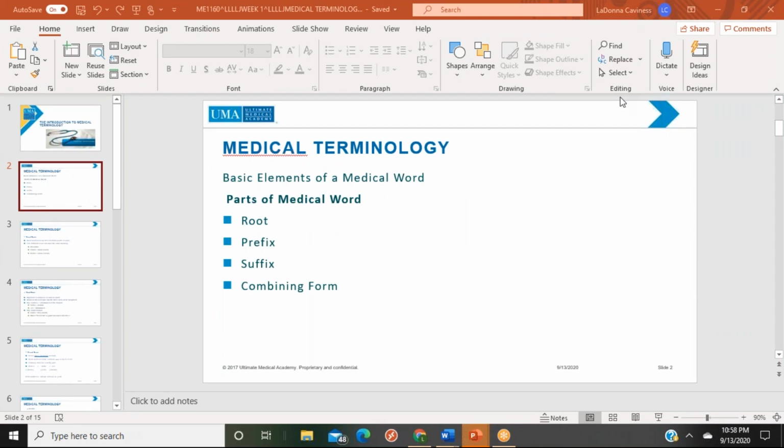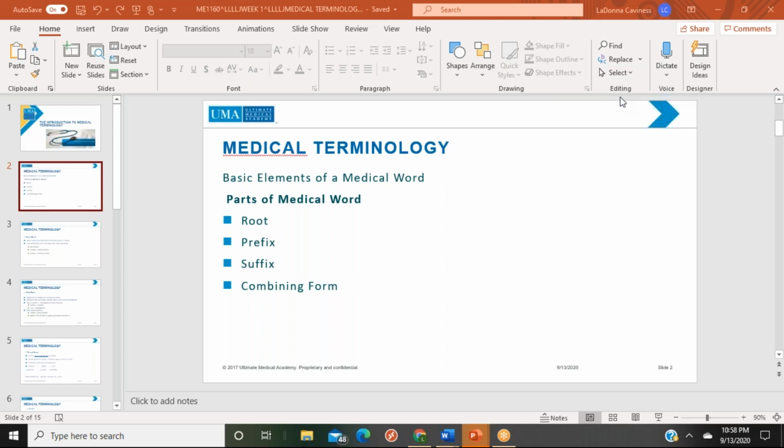So let's take a look at word root or root word. It contains the basic meaning of the term. In medical terminology, this word part usually, but not always, indicates the involved body part. For example, the word meaning stomach is GASTR.